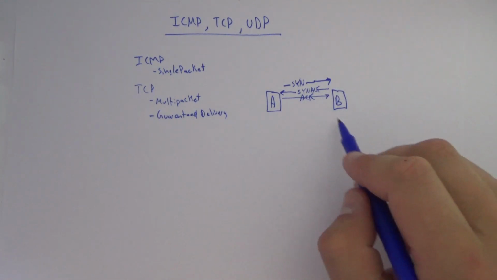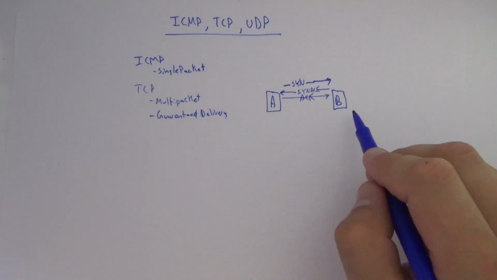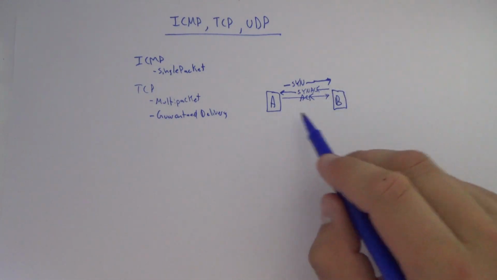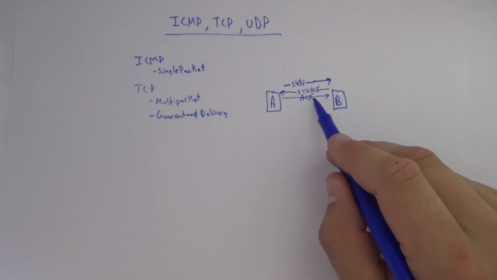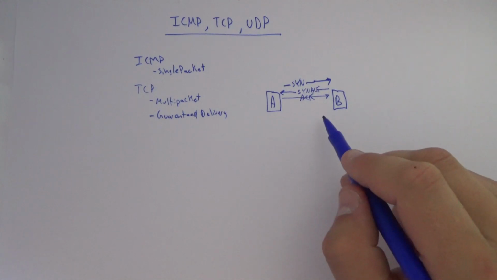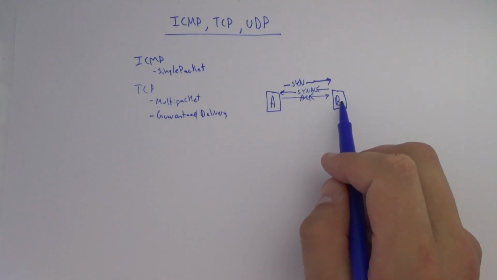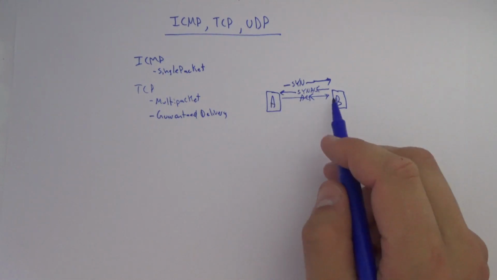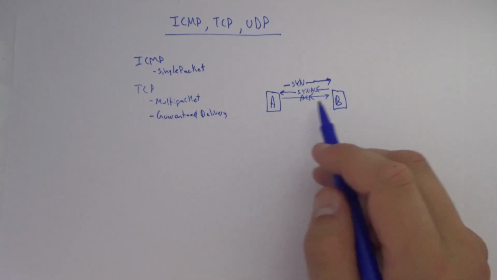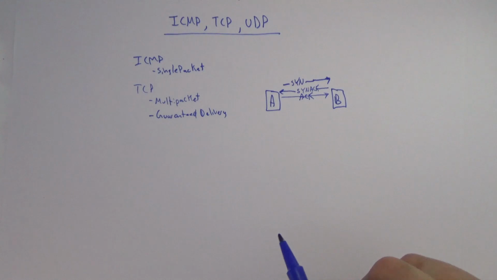They go back and forth with this synchronize, acknowledge, and now they are locked in a conversation that's going to consist of ACK packets back and forth. So A is then going to start sending information to B. B is going to send acknowledgments back to A: yes, I've received that packet, I've received that packet, I've received that packet, and so on and so forth.